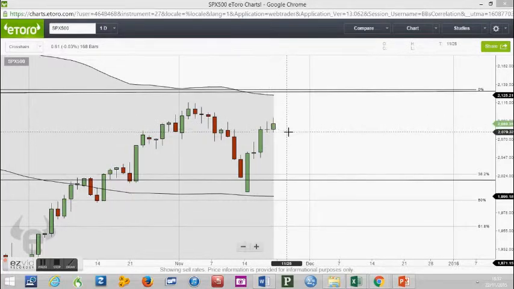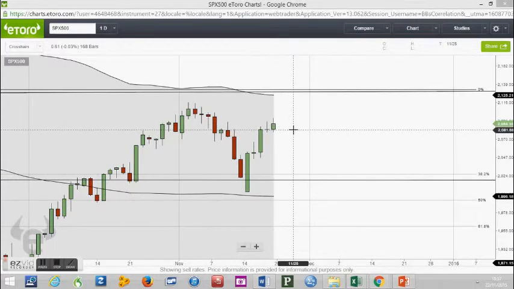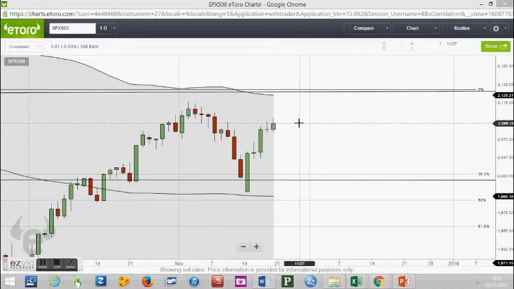Well, an interesting thing here. I thought this was fascinating. This little doji, I thought this was going to cause some big moves, but nothing. We rallied the next day.